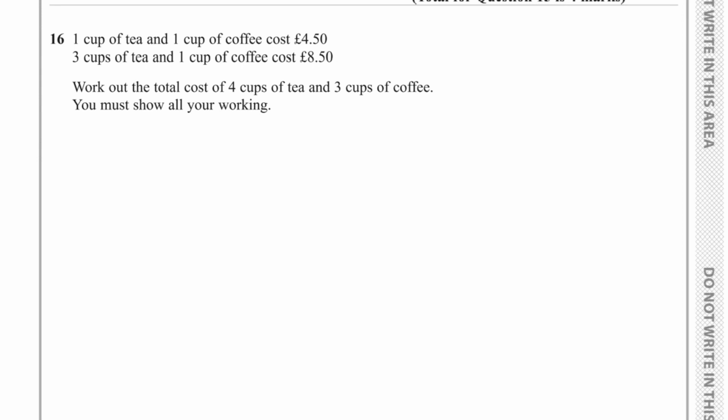Question number 16. 1 cup of tea and 1 cup of coffee costs £4.50. 3 cups of tea and 1 cup of coffee costs £8.50. We have to work out the total cost of 4 cups of tea and 3 cups of coffee. So we've got 1T plus 1C equals £4.50. Then we've got 3T plus 1C equals £8.50.